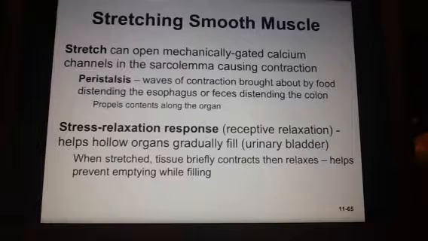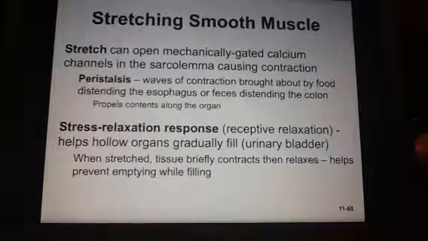So peristalsis, which is what you're going to see when we get to the digestive system in AMP2, is waves of contraction by food moving through the esophagus, into the stomach, small intestines, or even feces going through the colon. And so stretch can open these mechanically gated calcium channels. So basically when the muscle tissue is stretched, it's not getting a signal, it's mechanically or physically opening those calcium channels to start causing the contraction. And you'll see that throughout the digestive system. Or it can be a response.